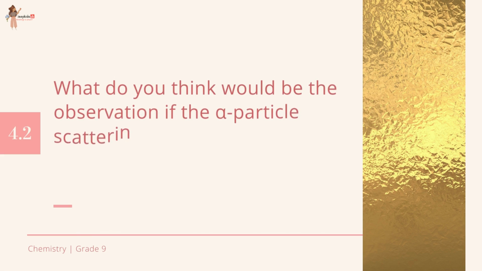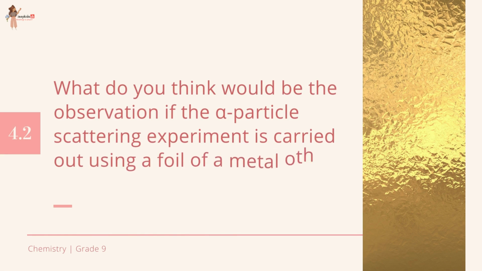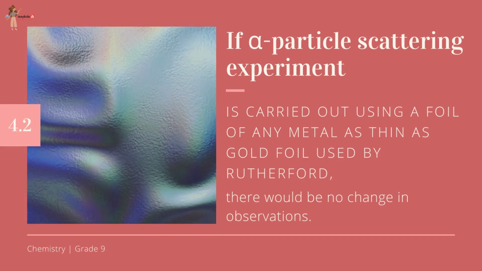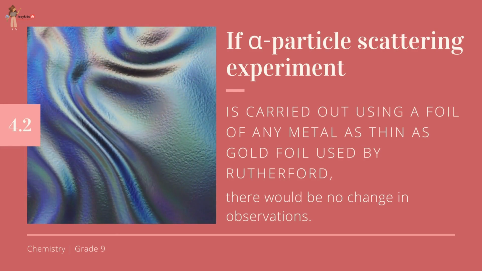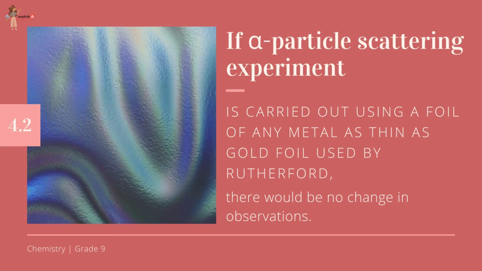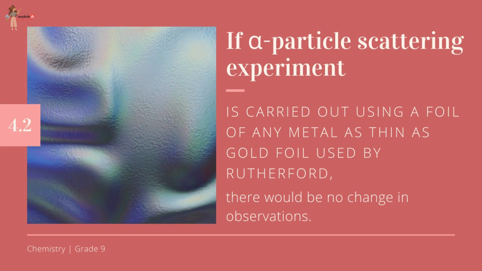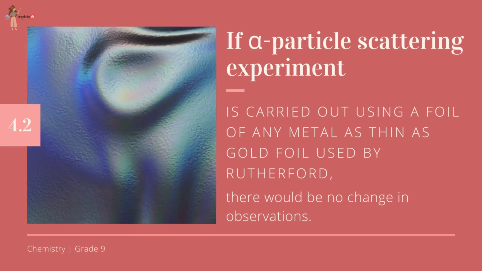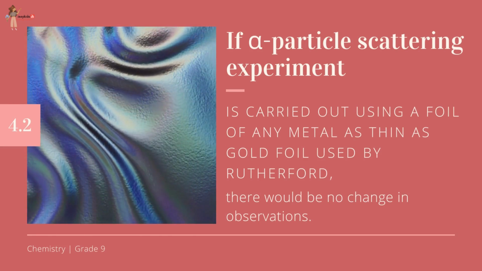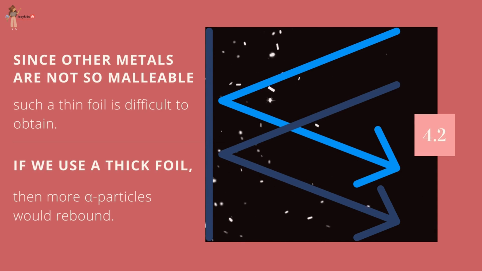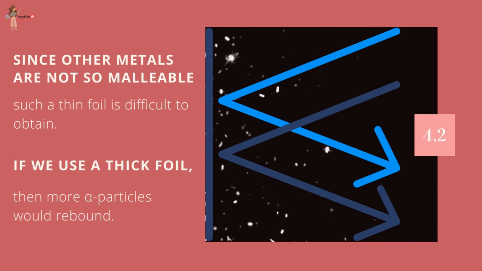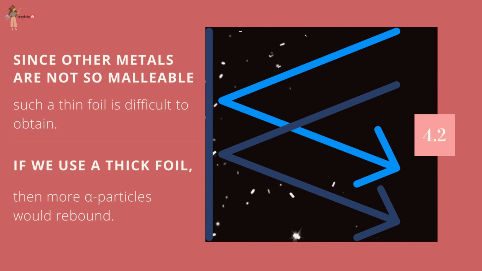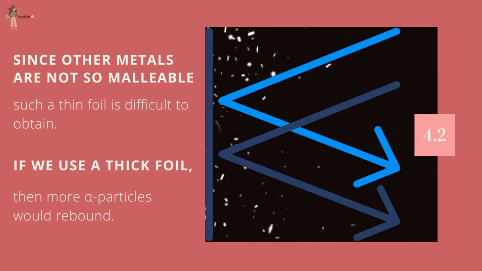What do you think would be the observation if the alpha particle scattering experiment is carried out using a foil of a metal other than gold? If it is carried out using a foil of any other metal, there would be no change in observations if the foil is as thin as the gold foil used here. But since other metals are not so malleable, such a thin foil is difficult to obtain. If we use a thick foil, then more alpha particles would rebound.